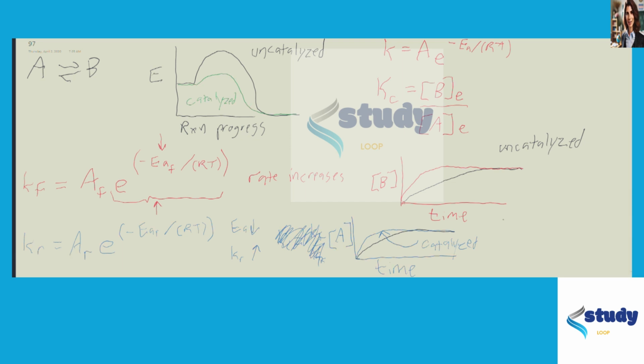So ultimately, with Kc equals B over A, we can see that B and A end up being the same with the catalyst. Therefore, Kc itself is unchanged.